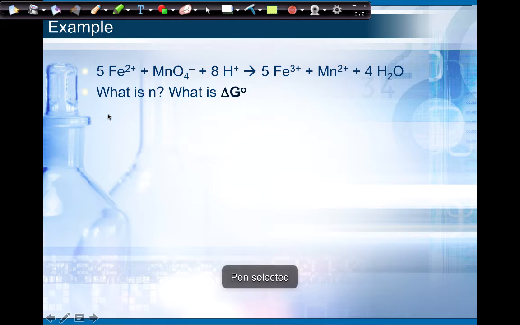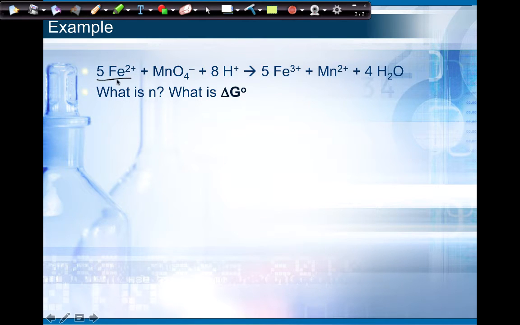Okay, so first thing, let's figure out what N is. If I look at this reaction right here, this is the full redox reaction, which means we're not looking at the electrons because they were canceled out. Since it's already balanced, we can just look at one of the half reactions. So let's look at the iron.